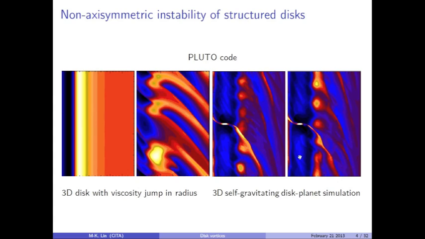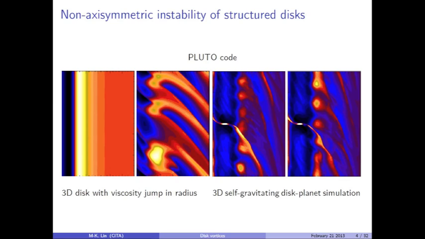The right simulation here is a disk planet simulation where I've actually put in a giant planet, in this case a Jupiter mass planet. In the disk, I've let it open up a gap, and I've chosen a viscosity value which is low so that these gap edges become unstable to this vortex instability.